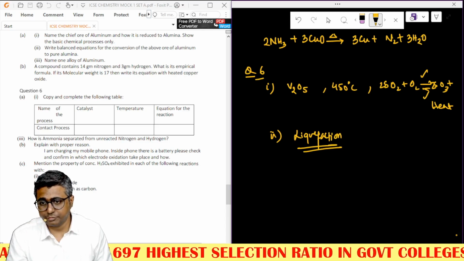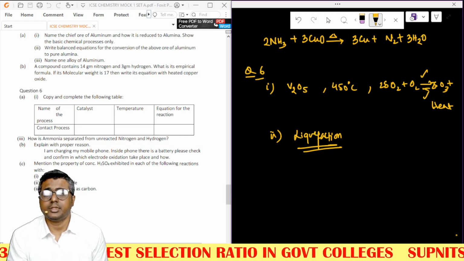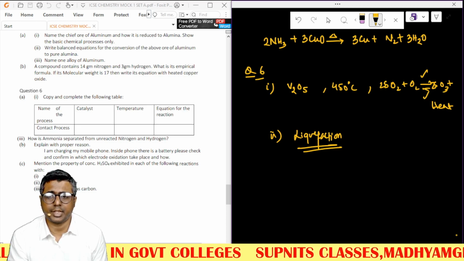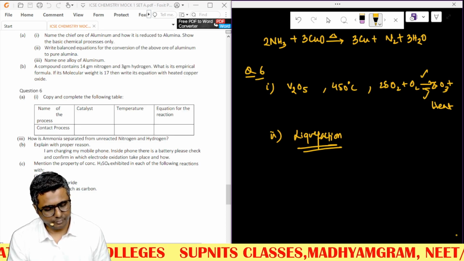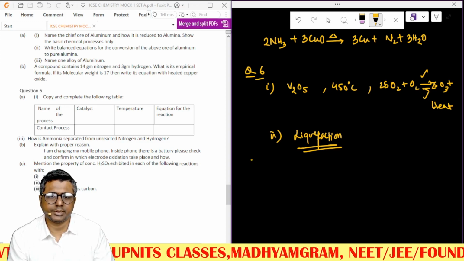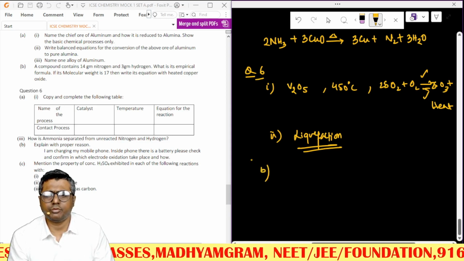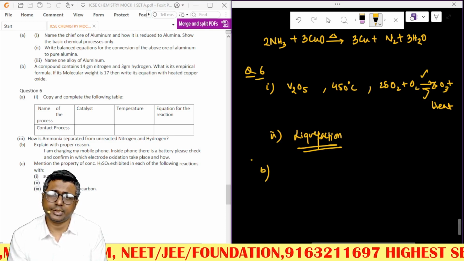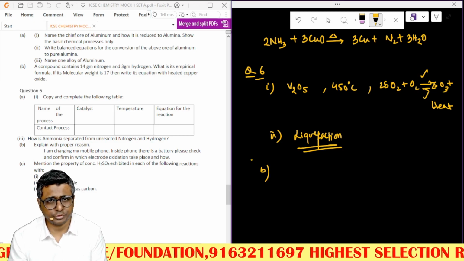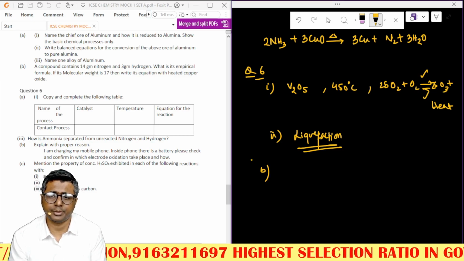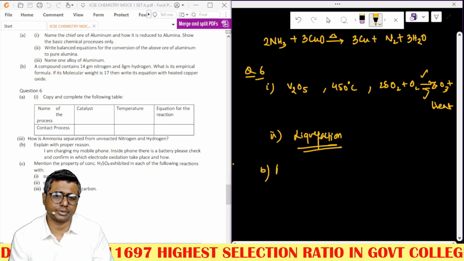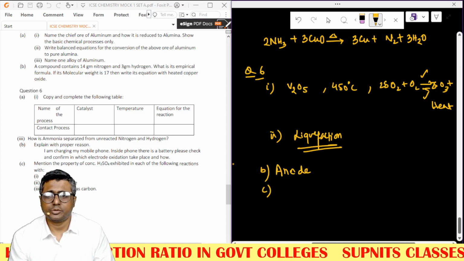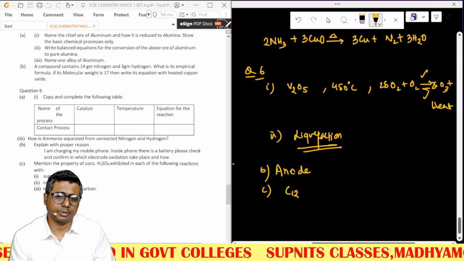I am charging my phone battery. Inside the phone there is a battery. Please check and confirm at which electrode oxidation will take place and how. Many times we have discussed this in class, that whatever happens in life, the anode will be the oxidizing electrode. That is a universal truth. So yes, the anode will be the oxidizing electrode. Straight cut question, straight cut answer, don't need to think much. C, sugar with concentrated H2SO4. Today only we have done this.